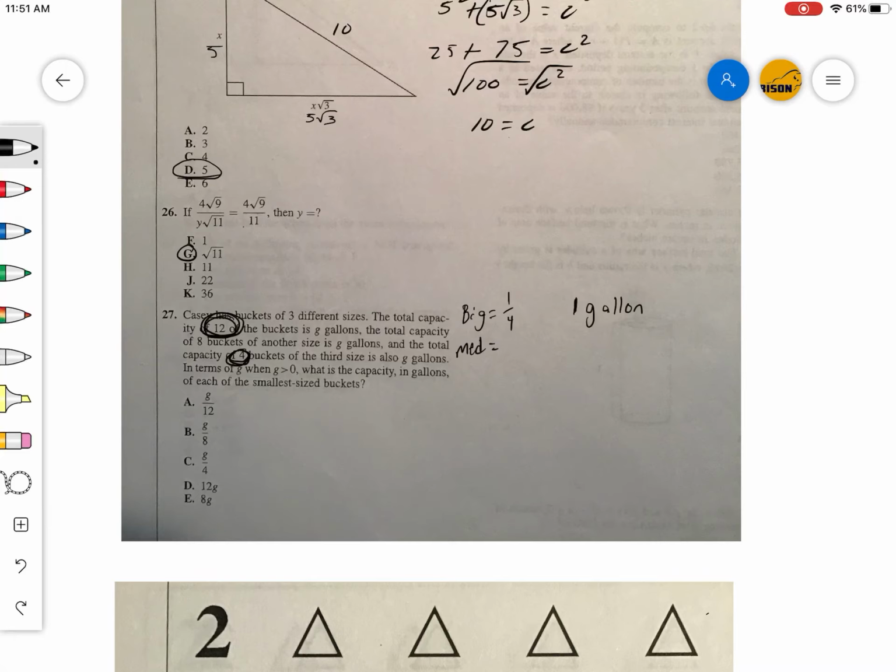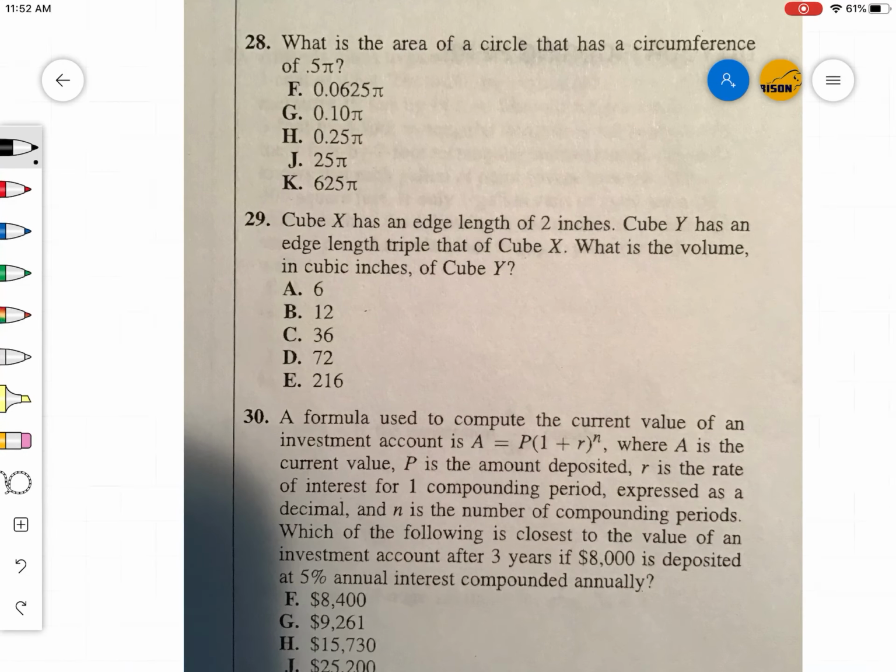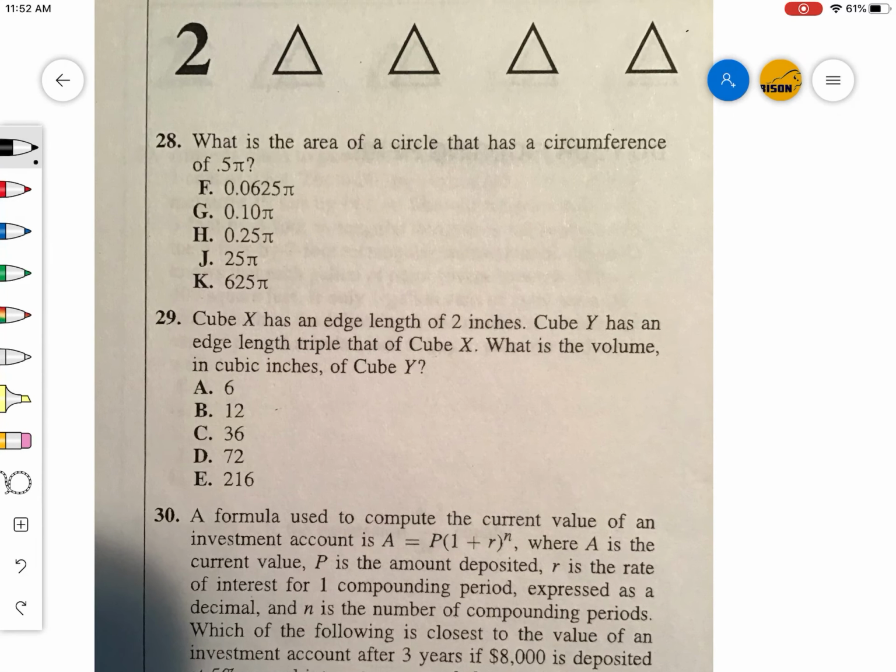For the medium, you need 8 buckets to make a gallon, if we're still making G 1. So the medium is an eighth of a gallon. The small, you need 12 of them, so each bucket is a 12th of 1 gallon. All right, so it wants to know what's the capacity of the smallest size bucket. That would be G divided by 12, because in our case we made G 1, so if I substitute G back in there, I get G over 12, and that gives me the formula for my bucket.